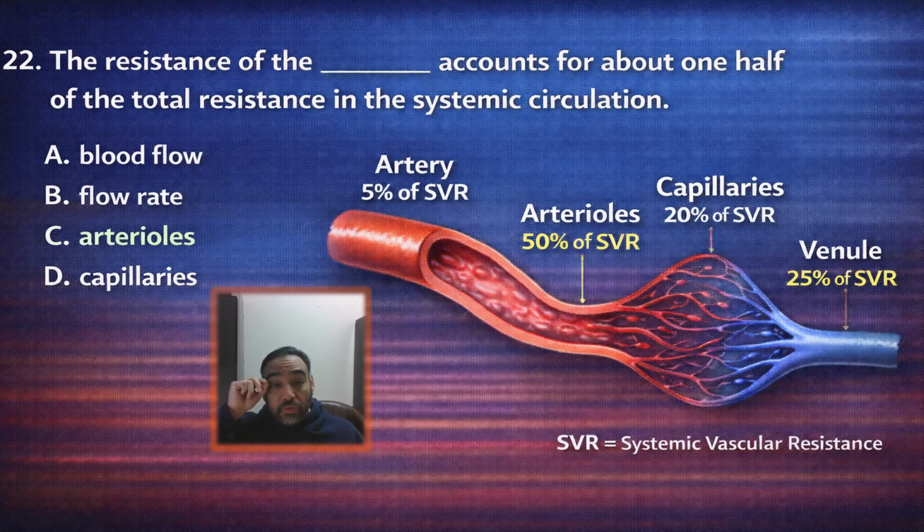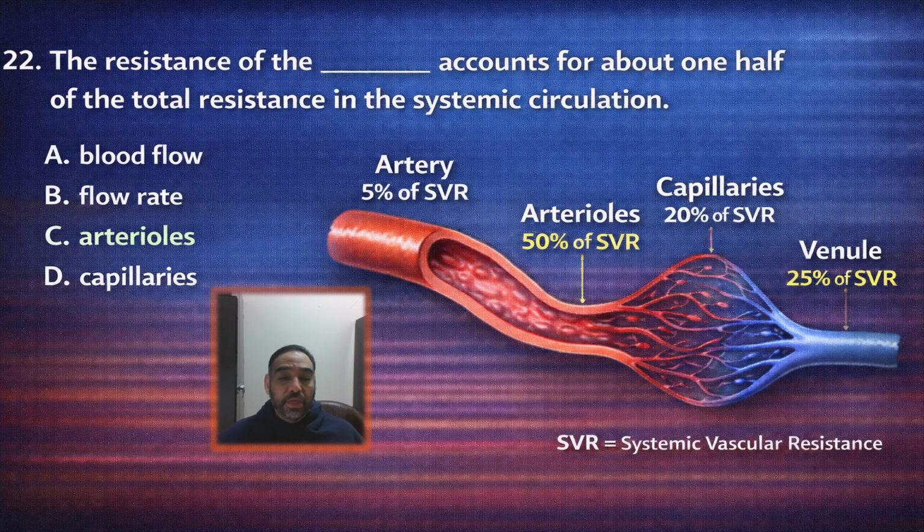And why arterioles? Let's talk a little bit about AMP for arterioles. Arterioles have thick, smooth muscle walls. They have small luminal diameters. They have the ability to vasoconstrict and vasodilate.